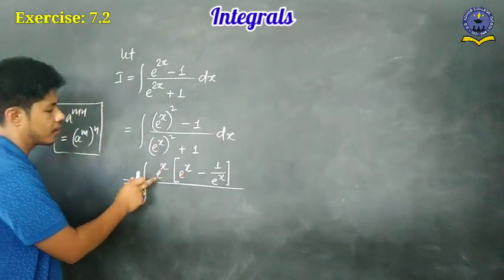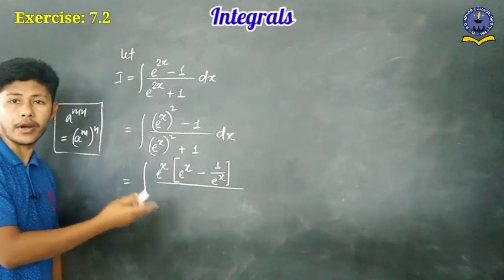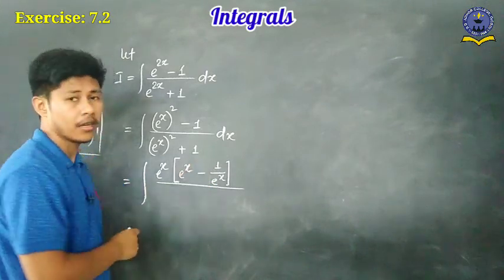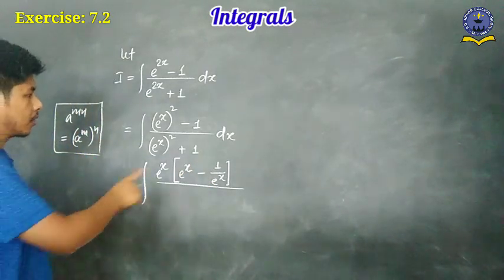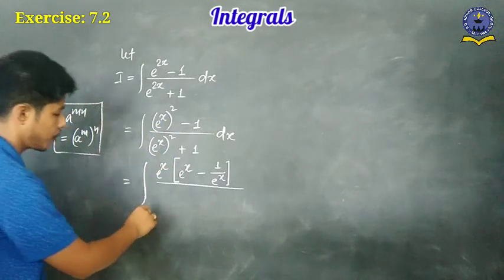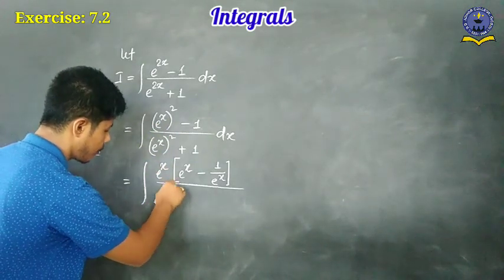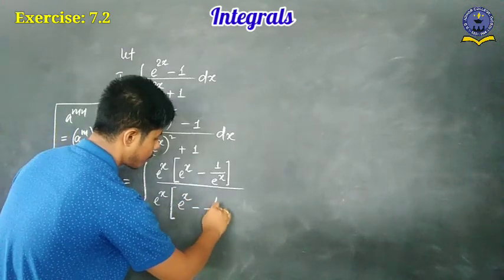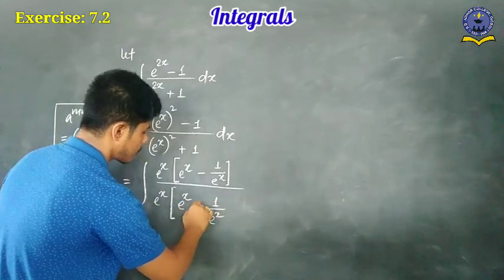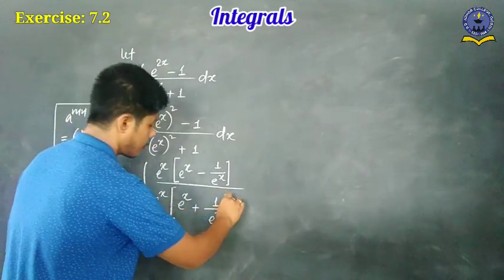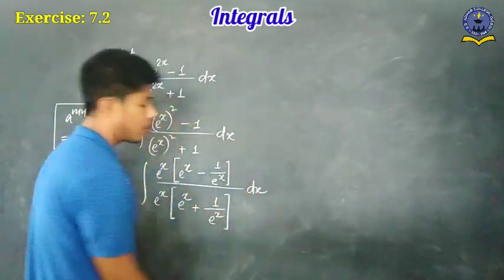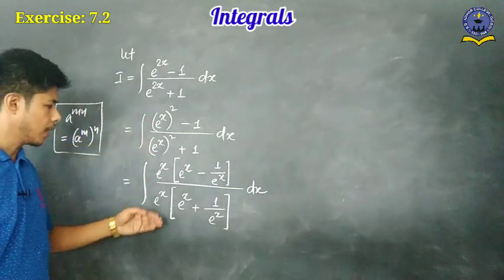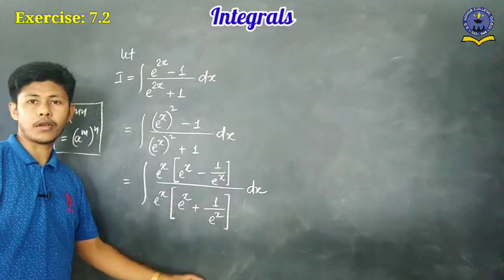Now if you multiply back, e to the power x whole square, and multiplying with this e to the power x, the e to the power x cancels, so here 1 remains. The meaning is the same. Similarly, if you take e to the power x common in the denominator, here remains e to the power x plus 1 by e to the power x, into dx. To balance this result we take e to the power x common, and then we get this 1 by e to the power x.